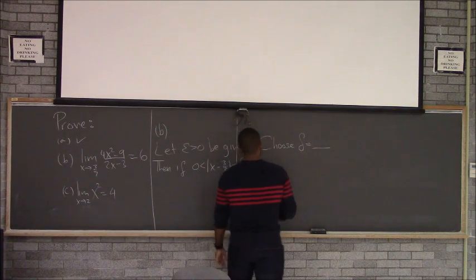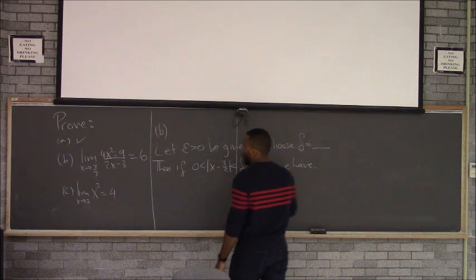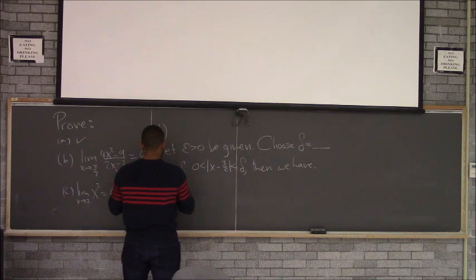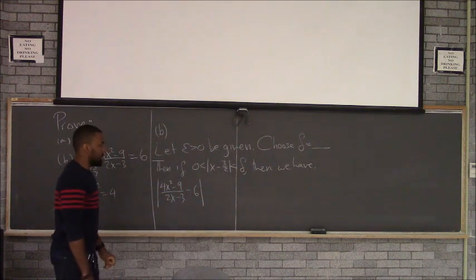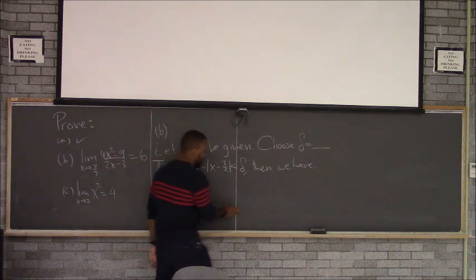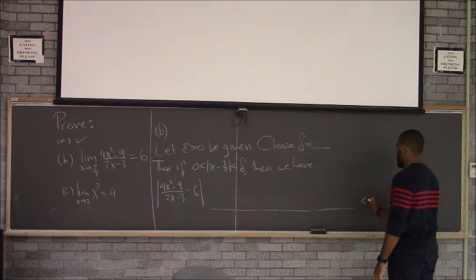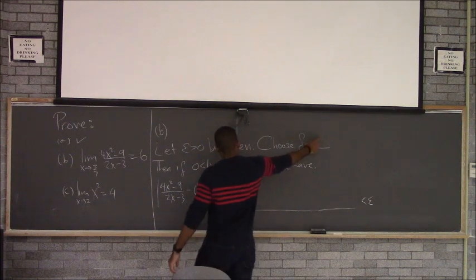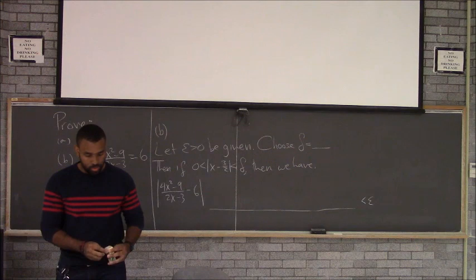then we have our f of x minus the L. Ultimately, I want to be able to say that it's less than epsilon. So I'm going to fill in a whole bunch of stuff here with the goal of ending and saying less than epsilon. Now, as scratch work, how do I figure out what I should choose delta to be?